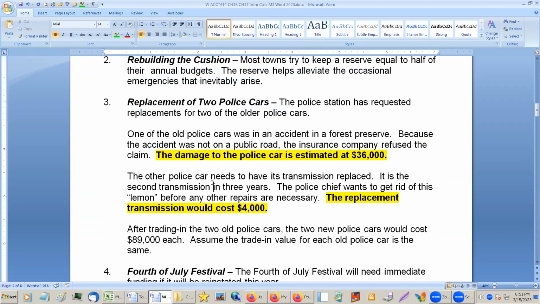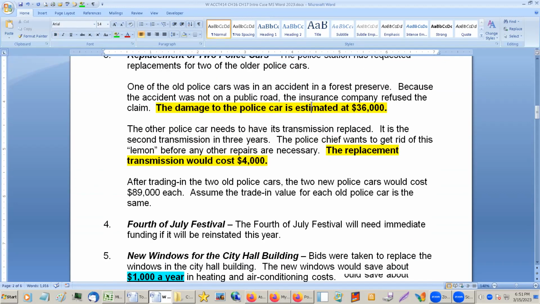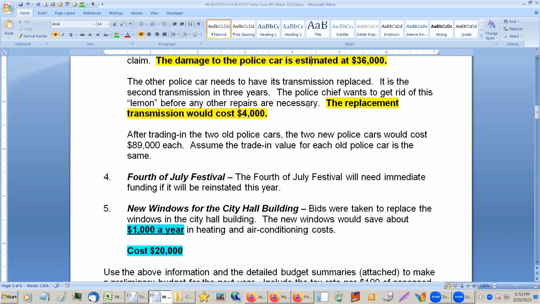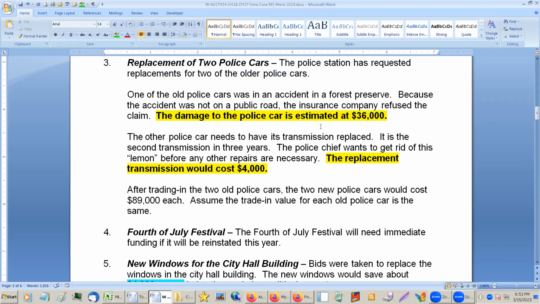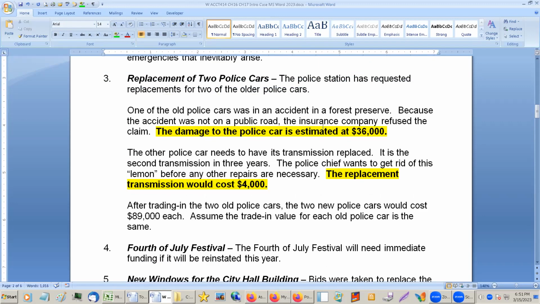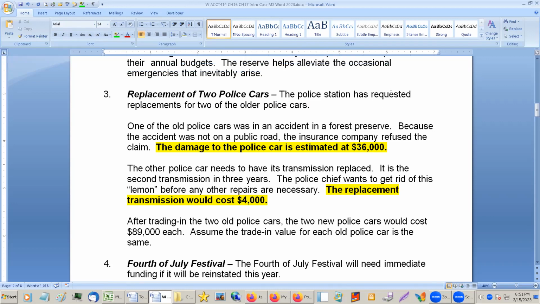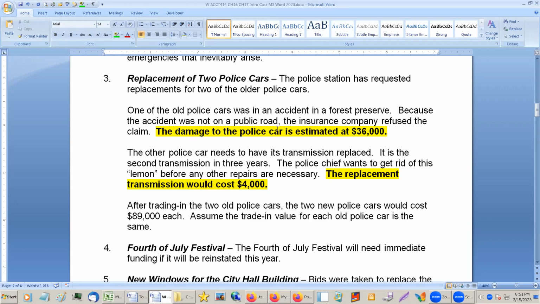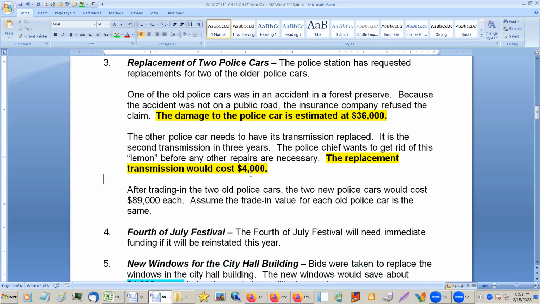Now, we have these two police cars. One of them will cost $36,000 to repair, and the other one will cost $4,000 to repair. Which one do you think you want to pay for? I would fix the transmission. Yeah, if we're going to fix one of these cars, it's probably going to be the $4,000 one.